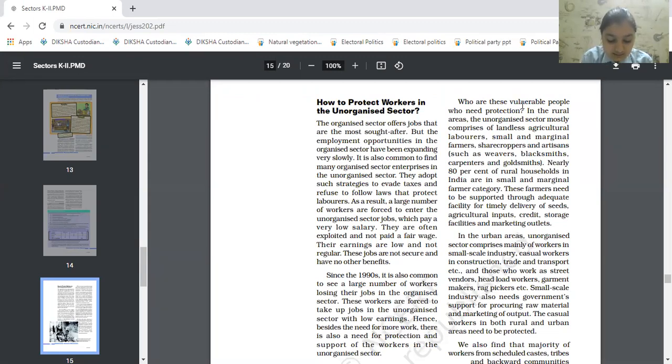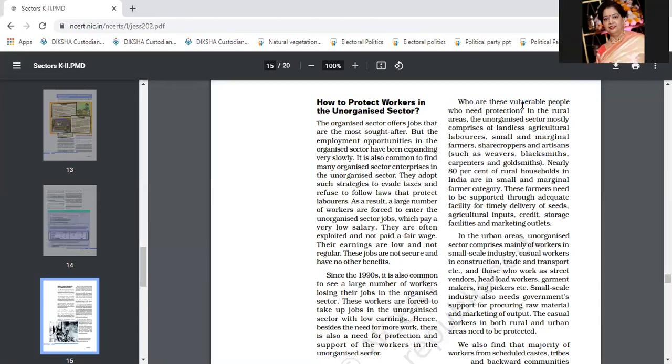As a result, a large number of workers are forced to enter the unorganized sector jobs, which pay a very low salary. They are often exploited and not paid a fair wage. Their earnings are low and not regular. These jobs are not secured and have no other benefits.